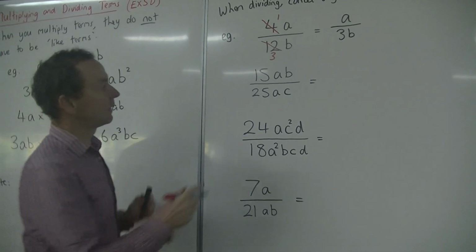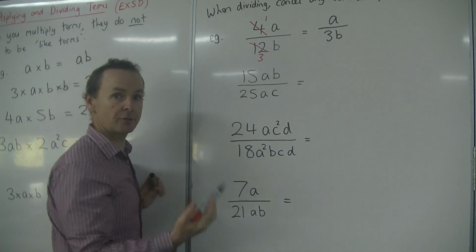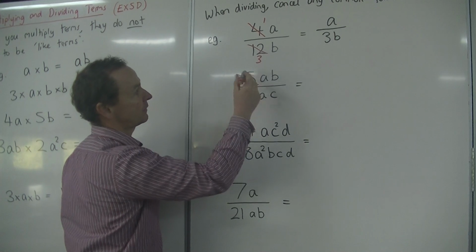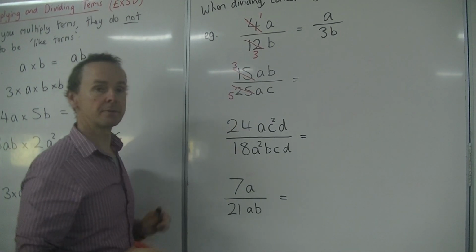Alrighty, next one. 15, let's look at the number first. 15 and 25. 5 is a factor. You have to know your times tables. 5 goes into 15 3 times. 5 goes into 25 5 times.